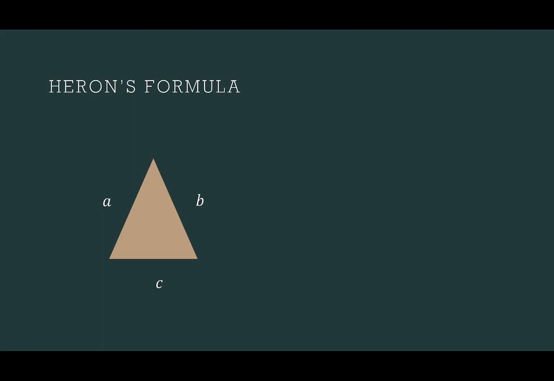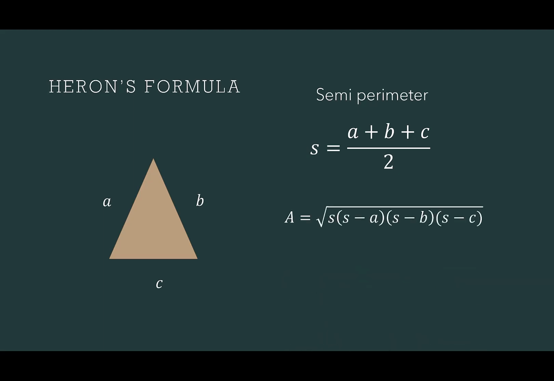We're going to start by just adding up those values and dividing by 2. We call this value S and it stands for semiperimeter. Once we have the semiperimeter, we find the area by finding the square root of S times S minus A times S minus B times S minus C. So we're subtracting the length of each side from this value of S, which means S is always going to be bigger than any of the 3 sides of our triangle.